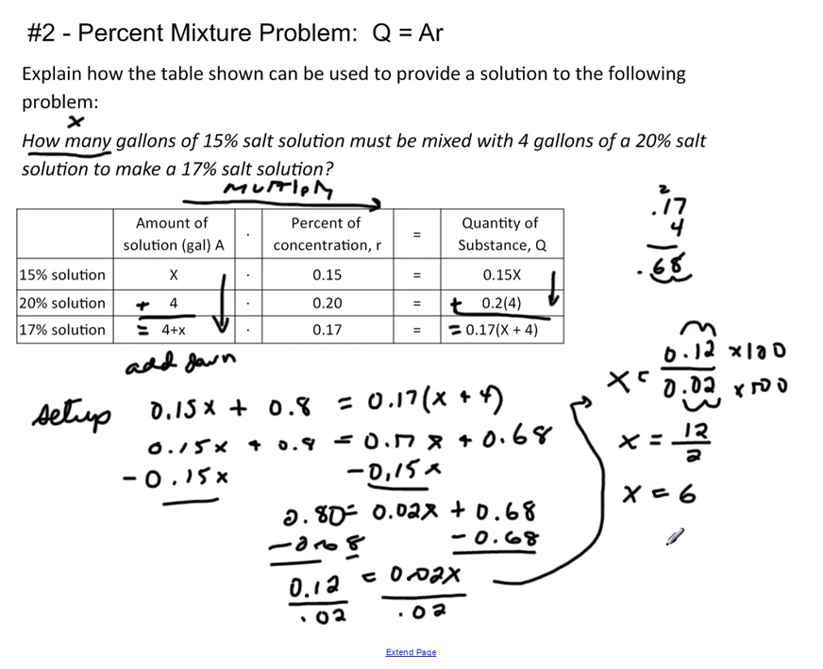Well, that tells us then that in this solution we want 6 gallons of a 15% solution added to 4 gallons of our solution. So we're going to get a total of 10 gallons of our 17% solution. But this was what we wanted right here. We were asked how much of this 15% solution should we add?